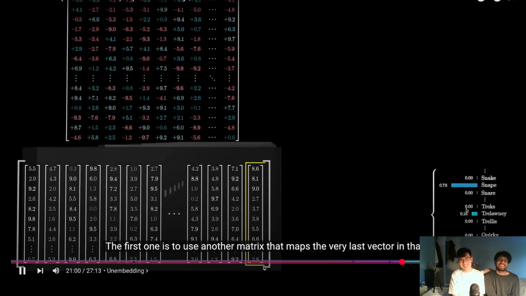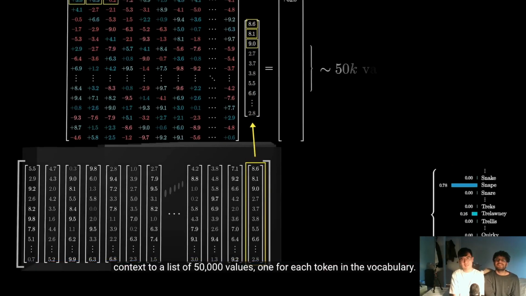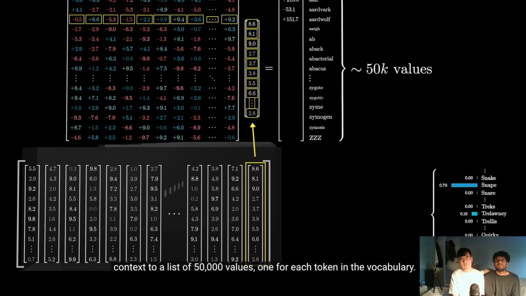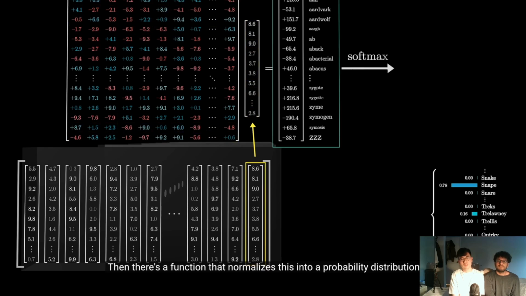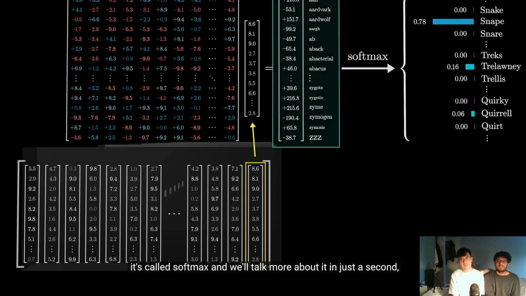Another matrix that maps the last vector in that context to a list of 50,000 values, one for each token in the vocabulary. Then there's a function that normalizes this into a probability distribution. It's called softmax, and we'll talk more about it in just a second.